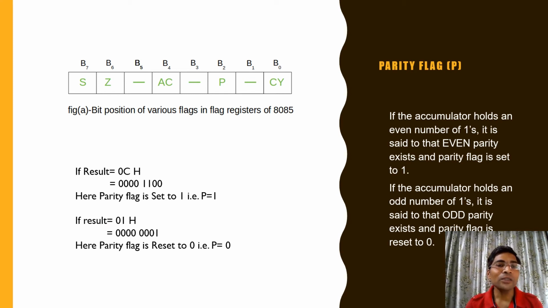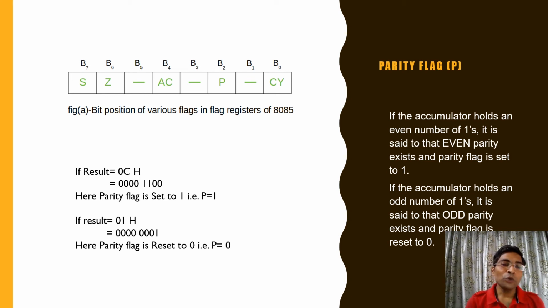A parity flag is the fourth flag in the 8085 microprocessor. Whenever a result comes, and in that result the number of ones is an even number, then the parity flag is set to 1. Now before discussing these slides, there are two types of parity, even parity and odd parity. Some books follow the odd parity also, but don't get confused, we are following the even parity.